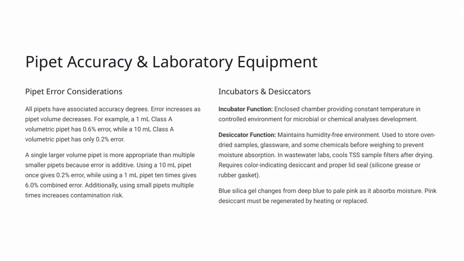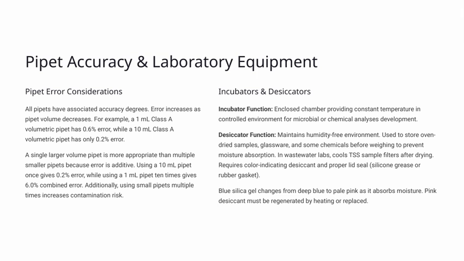Another key point is that a single larger pipette is usually better than multiple smaller pipettes because errors are additive. So, using a 10 ml pipette once results in just 0.2% error, but doing the same task with 10 1 ml pipettes adds up to about 6% error overall. Plus, using multiple small pipettes repeatedly increases the risk of contamination, which can compromise your samples.